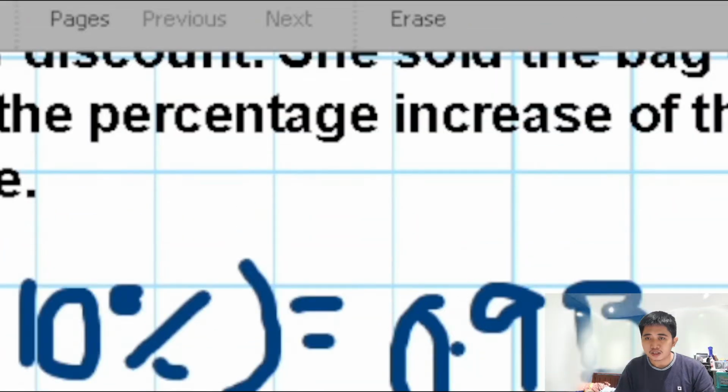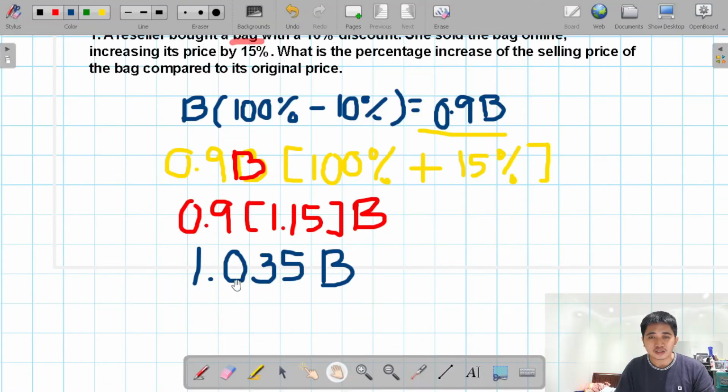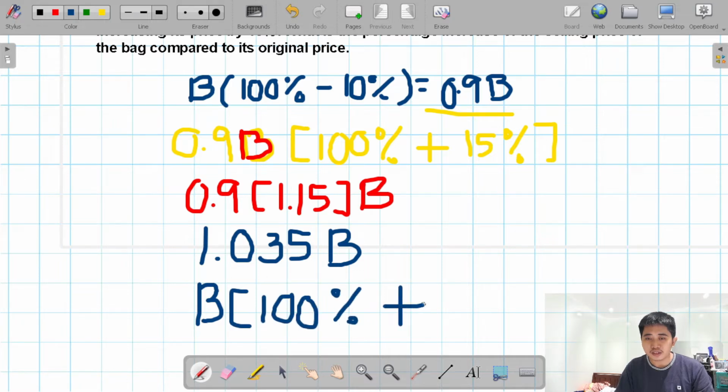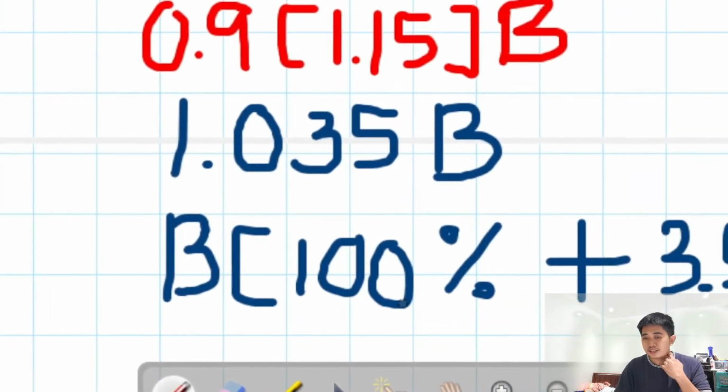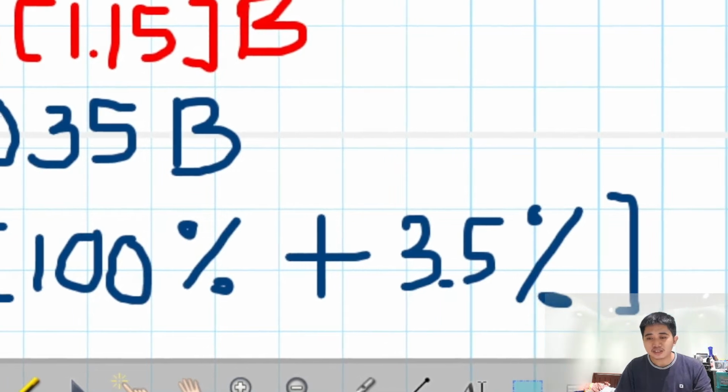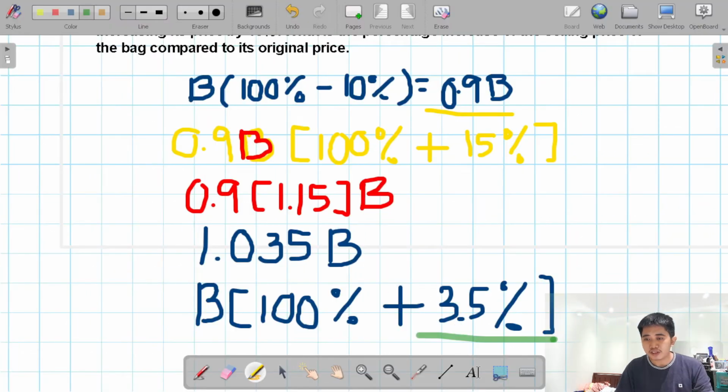So what is the question? Percentage increase. Obviously the answer is not 1.035 because that includes the original price. What is the equivalence of 1.035 times 100%? Let's separate the 3.5 there. So this is the original price, the 100%, and the increase is 3.5%. So this is our answer: 3.5% increase. Hopefully you got that.